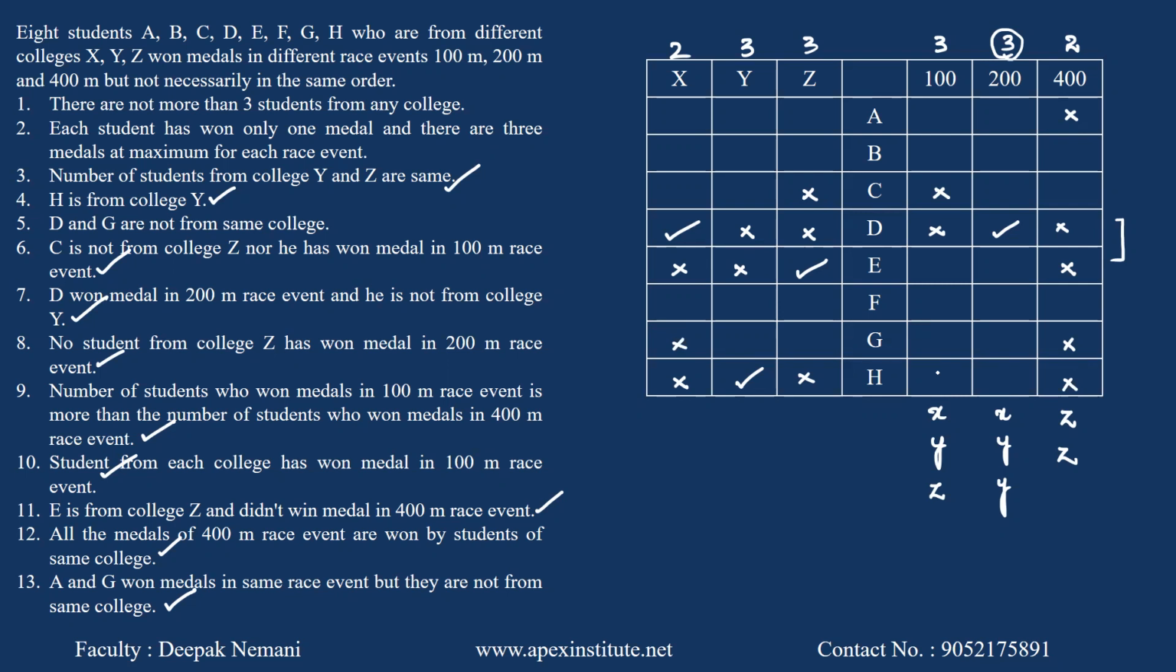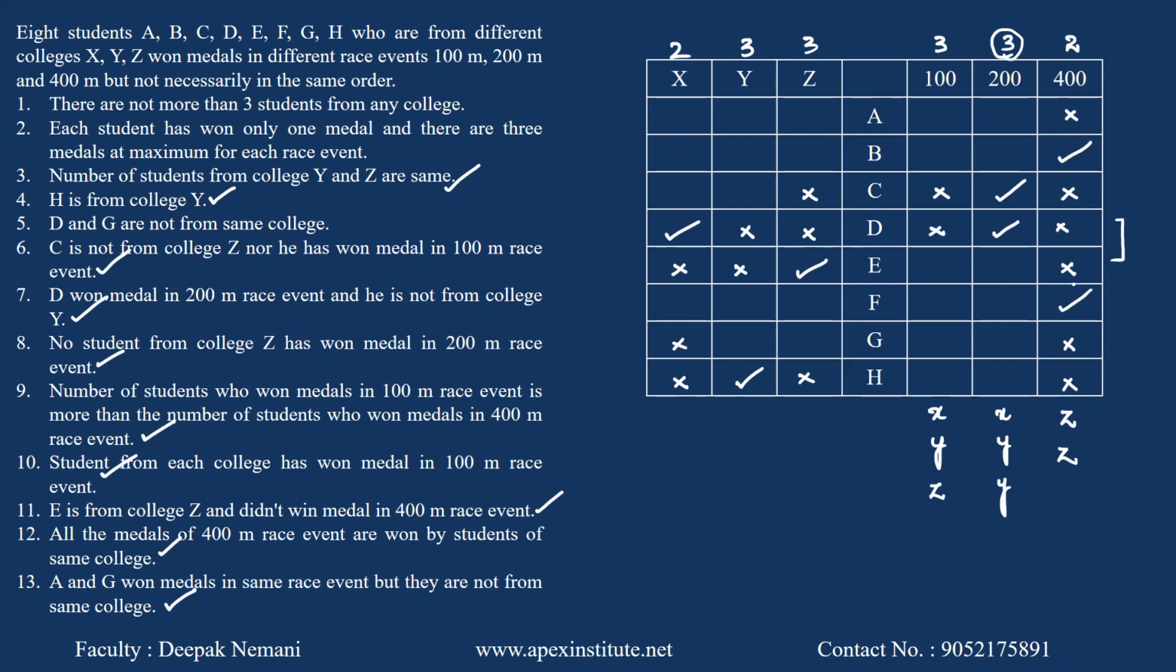C is not from college Z, nor has he won a medal in the 100 meters race event. So if C is not from college Z, then he did not win a medal in 400 meters race event. So he has won a medal in 200 meters race event, because the students who have won medals in 400 meters race event are from the same college. So now we have only two options left, B and F.